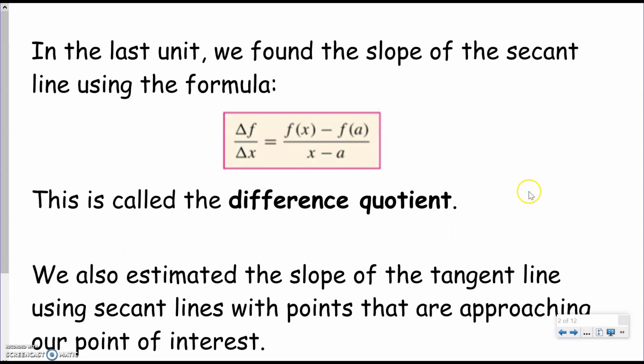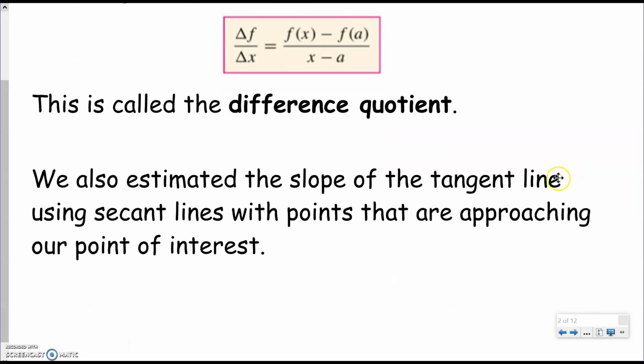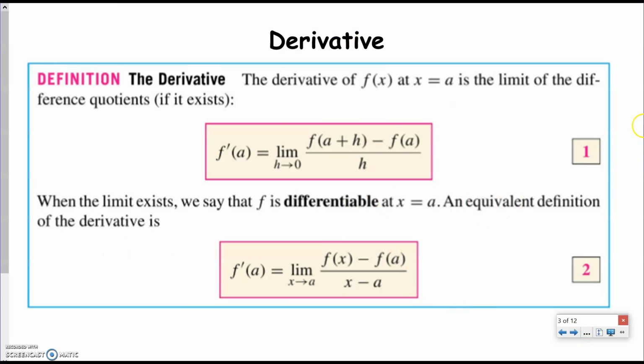So remember, we use the slope of a secant line using this formula, essentially the slope formula. This is called the difference quotient, and we use that to approach our point of interest and estimate the slope of the tangent line. Now we're going to call this the derivative. The derivative of f of x at x equals a is the limit of the difference quotients. This is the slope of the tangent line.